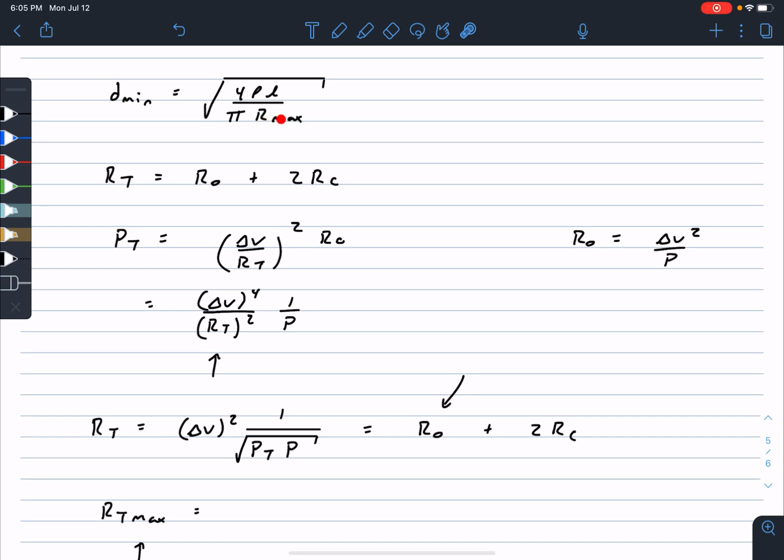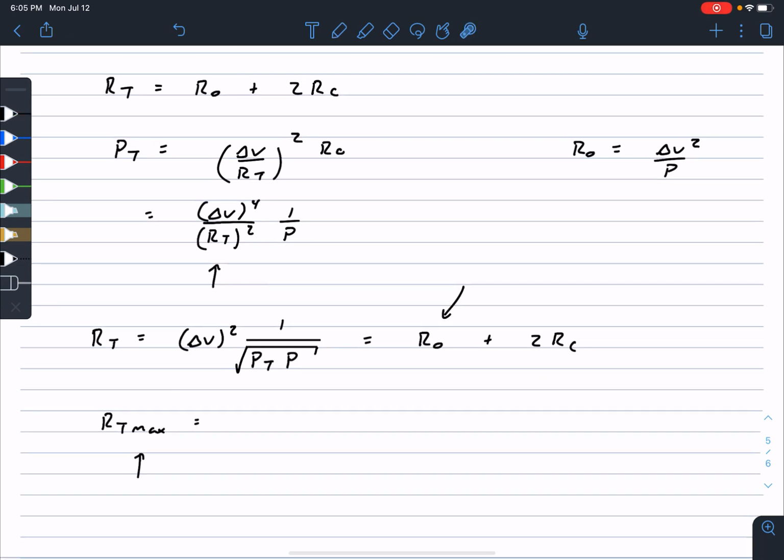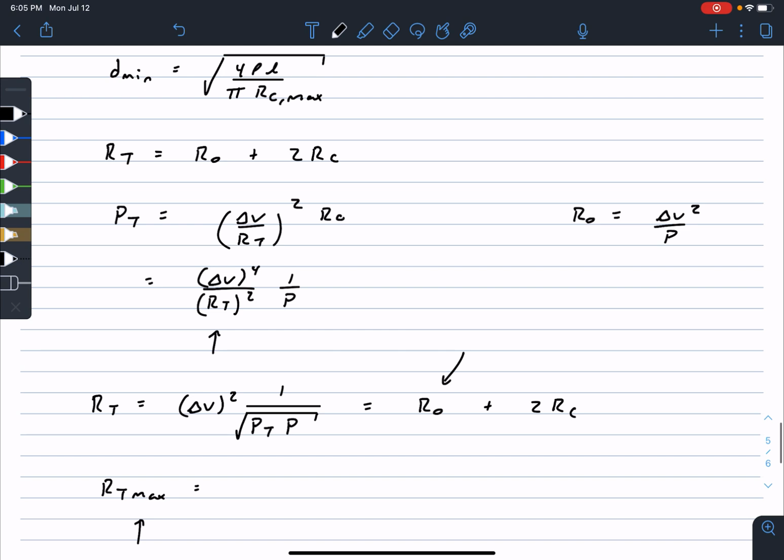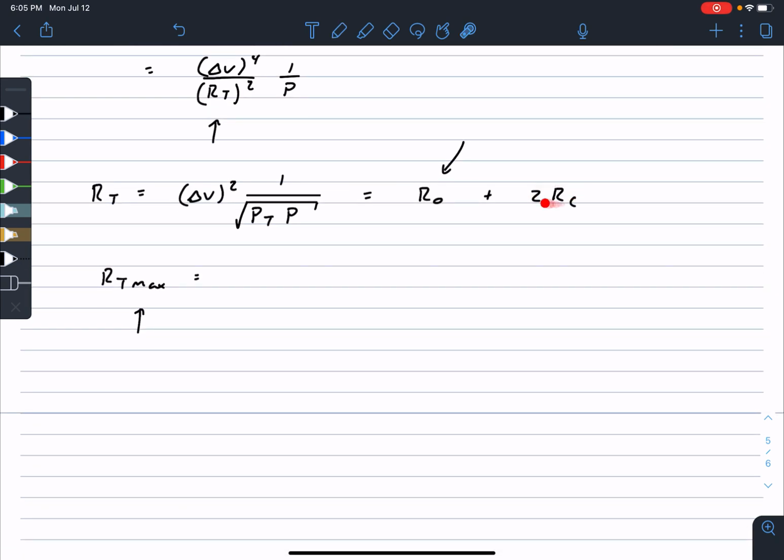This R max here actually comes from the cable max. So I should write that down. This is R cable maximum, not the total resistance of the system. So we're looking for the maximum resistance of the cable that we can have. So RT max is going to be equal to R naught plus 2 times RC maximum. That's going to be equal to delta V squared, 1 over the square root of total power times the initial power that we're given. Right?